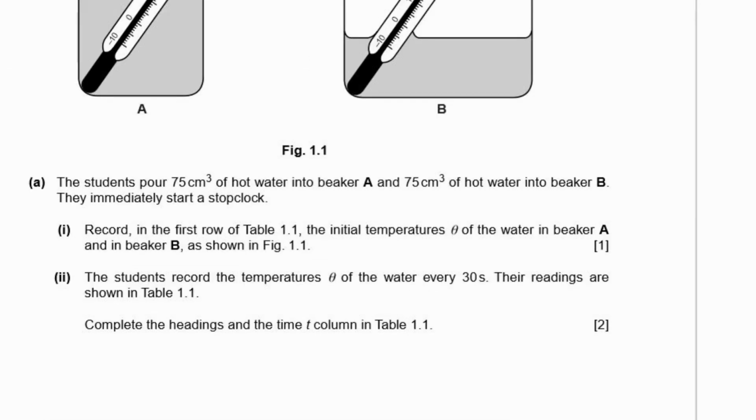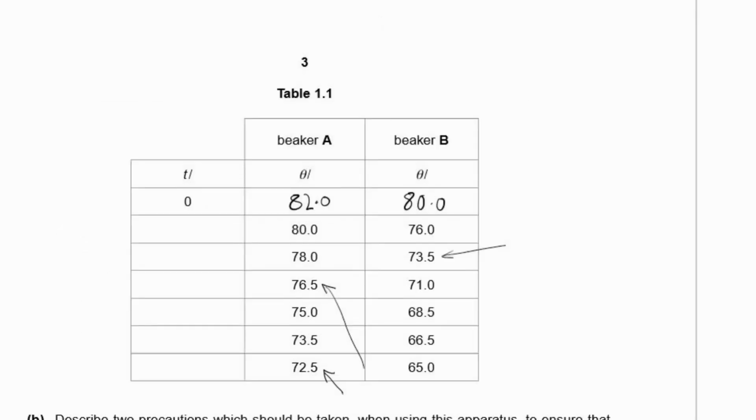That's absolutely fine. 2. The students record the temperatures theta of the water every 30 seconds. The readings are shown in table 1.1. Complete the headings and the time t column in 1.1. Alright, so we have to complete the headings and the times. So let's begin. This of course is time. It's measured in seconds. It tells us it's every 30 seconds. Theta is in degrees Celsius here and degrees Celsius here. There we are. Alright, so the first one 0, then it's every 30 seconds, so 30, 60, 90, 120, 150 and 180. There we go, beautiful.